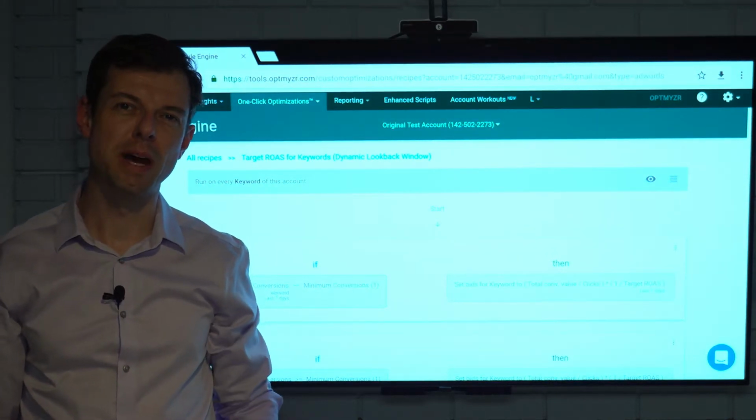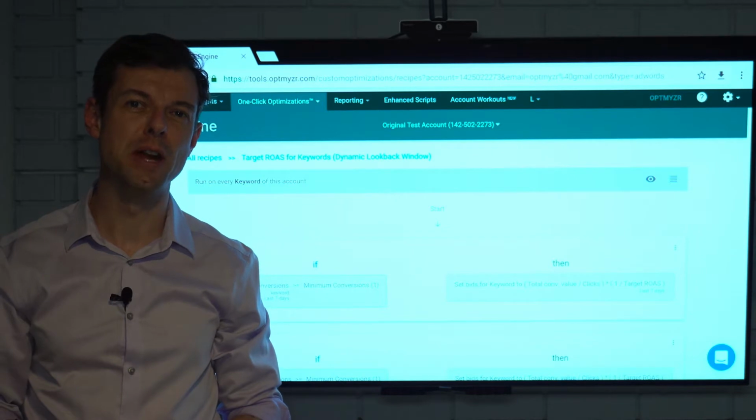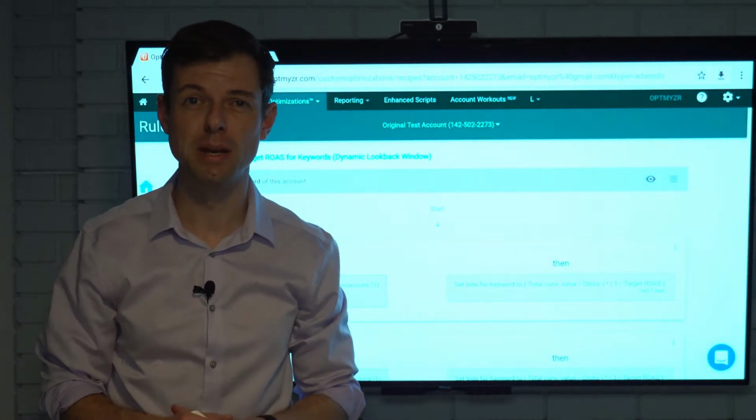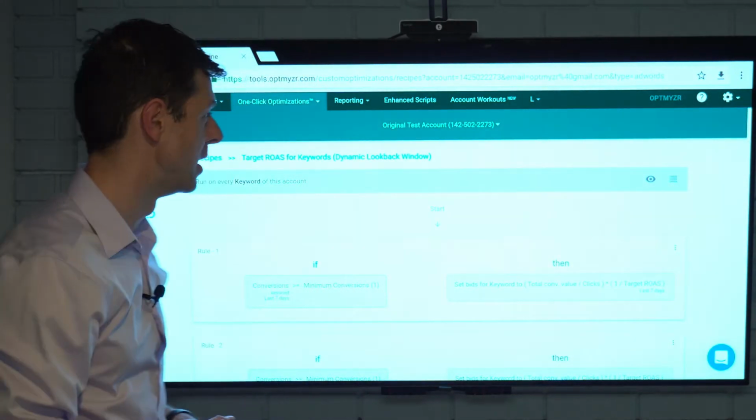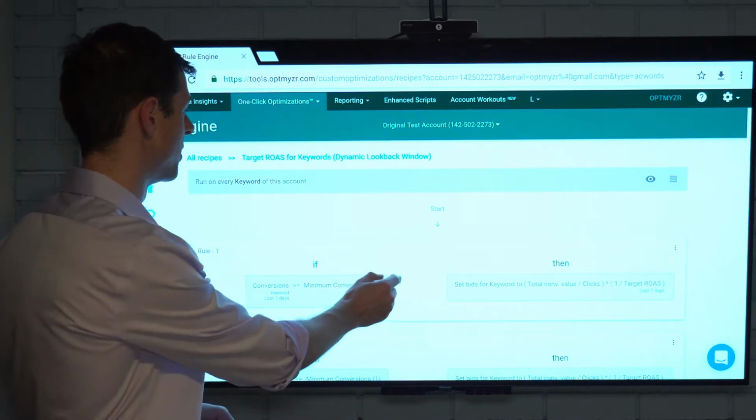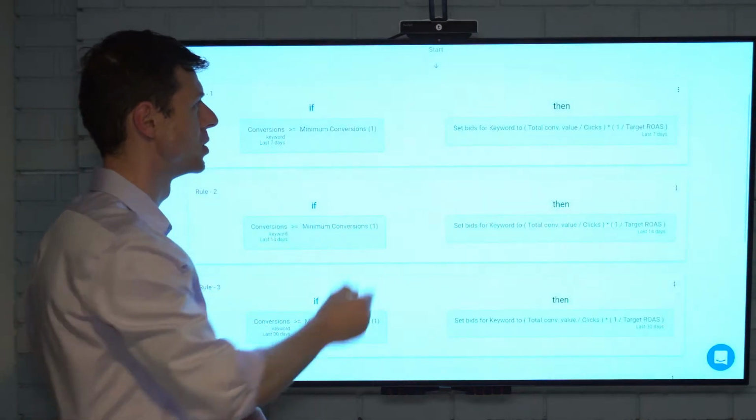I want to answer a question about how we derive cost per click when you have a target return on ad spend. So target return on ad spend is a pretty common bidding methodology if you do e-commerce. And in fact, in Optmyzr, you can use the rule engine that we have to set CPC bids based on an ROAS target. So this is our rule engine.